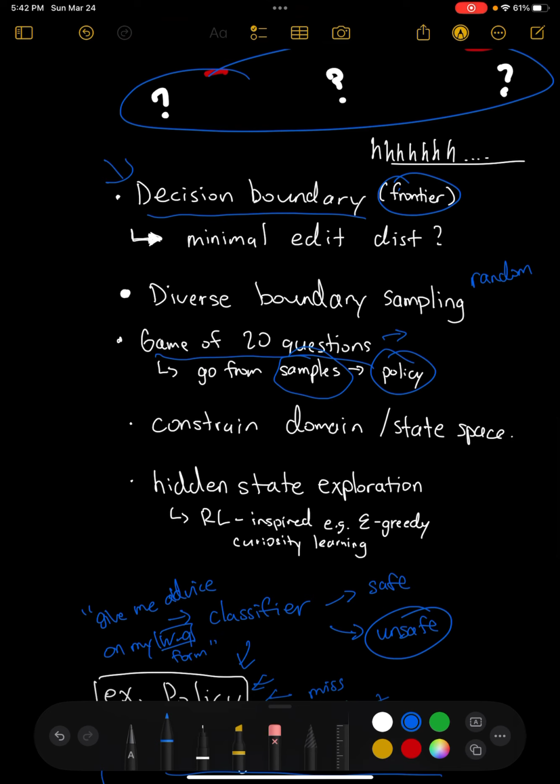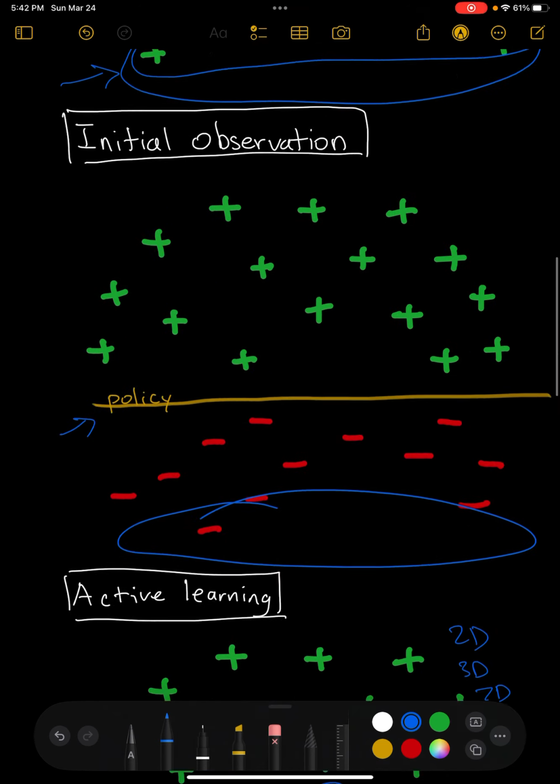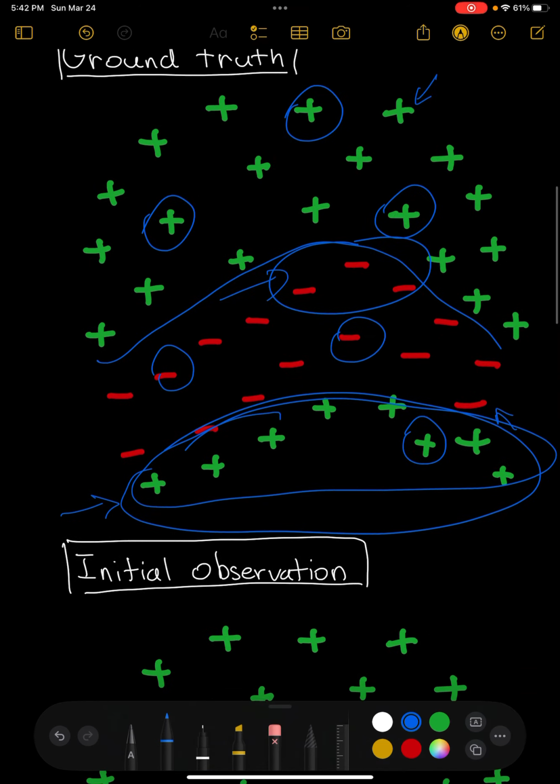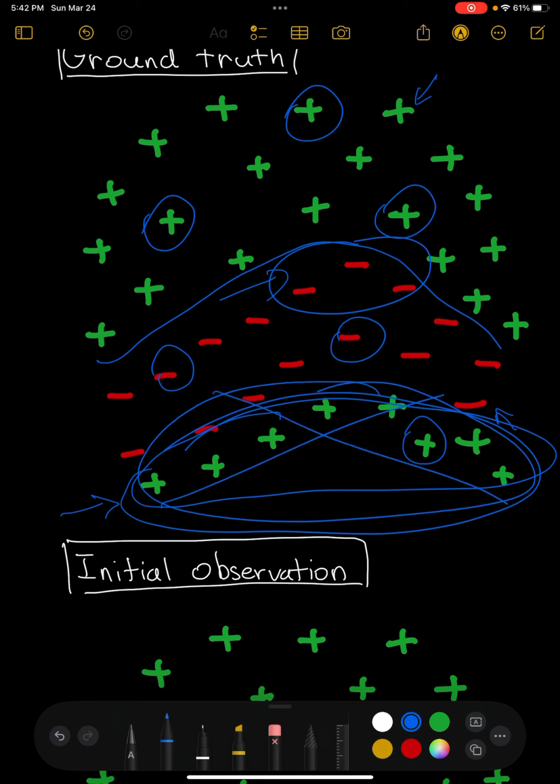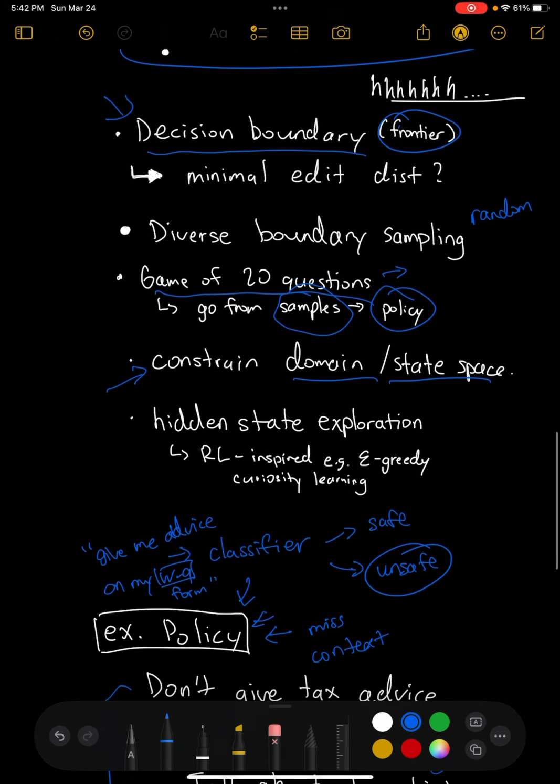And then there's also a lot of work around if we can constrain the domain or the feature or state space of this problem, then that makes it infinitely easier. For example, up above, we have this big green blob down here. If you could just get rid of it by constraining the space to be above this, then that would have made our problem much easier. And that, for example, in real life would be constraining the use case.